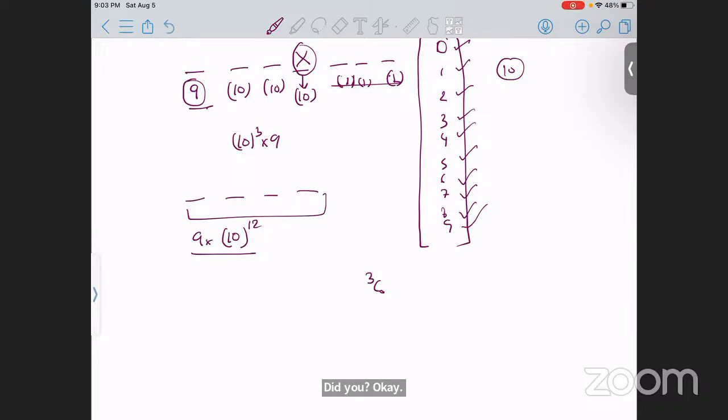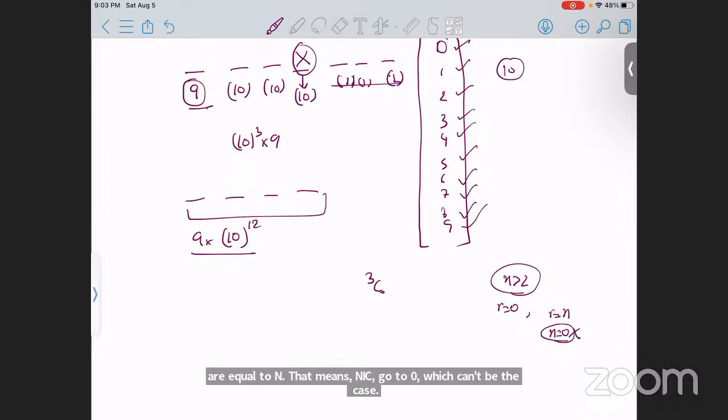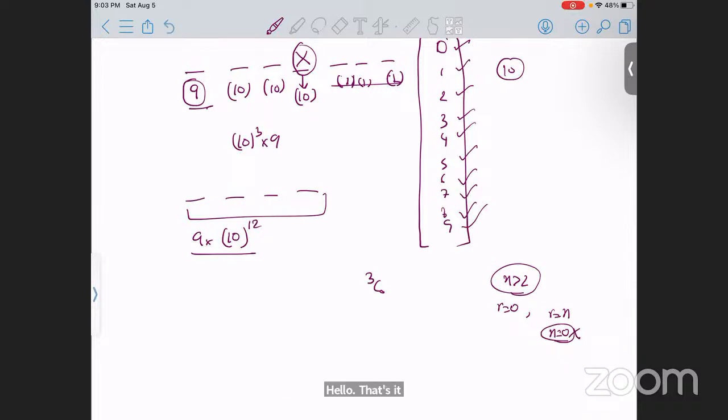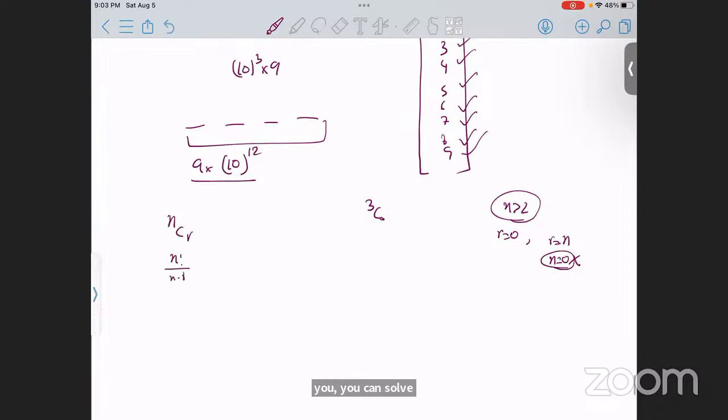I think there is a contradiction here. Look, he said n is greater than 2, but r equal to 0 and r equal to n would mean n equal to 0, which can't be the case. So the first and the third options are just to be remembered. No, you can solve that by taking n factorial by n minus r factorial, you can just solve it.